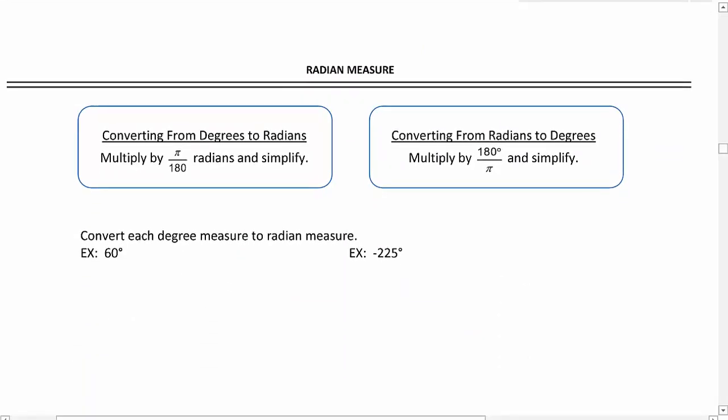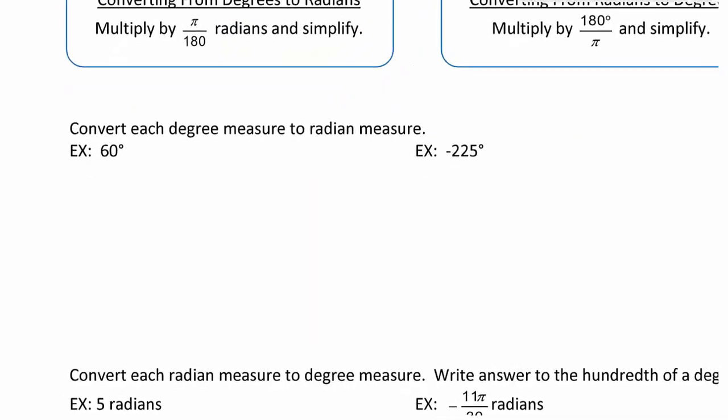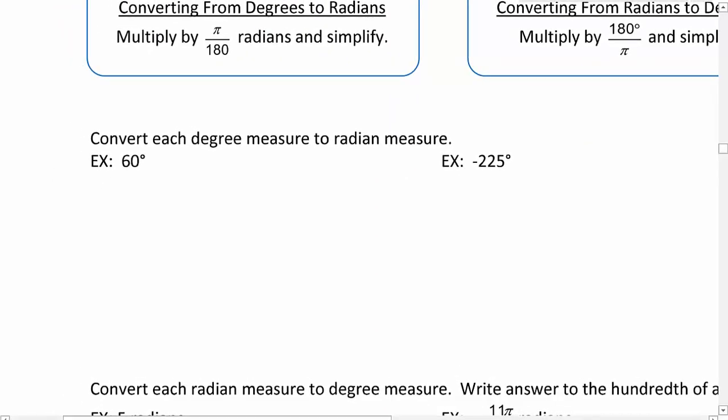Next, we're going to practice converting between radian and degrees. To convert from degrees to radian, you're going to multiply by pi over 180 radians and simplify. That's because pi and 180 degrees are equivalent, making this a unit fraction. And when converting from radians to degrees, we're going to multiply by 180 degrees divided by pi and simplify. So first, let's convert from degrees to radian.